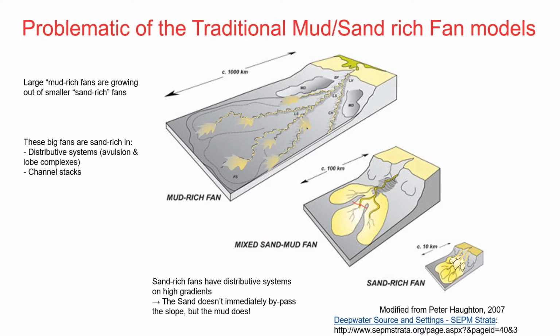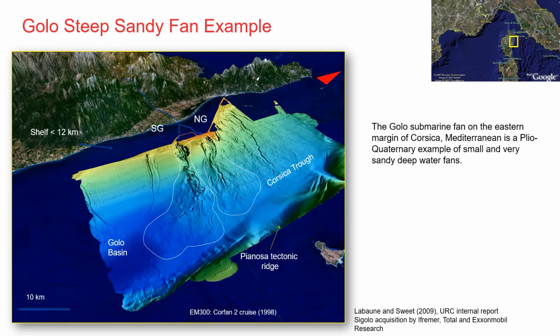The way sand and mud are partitioned in distributive systems from low or high gradient is very different. And this is what we are going to investigate through our 3 case studies. First, we are going to look at the Golo steep sandy fan example.